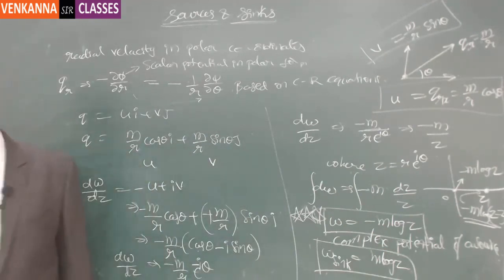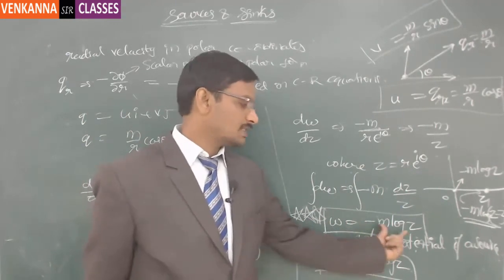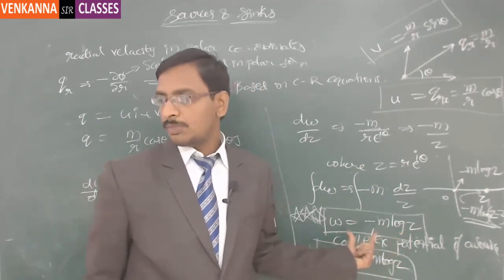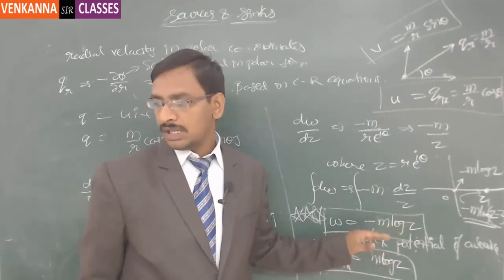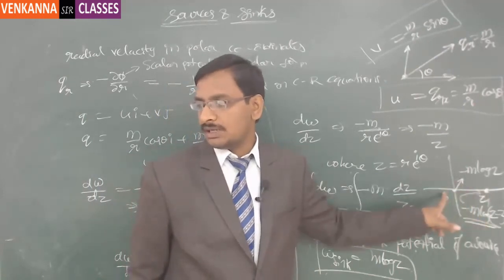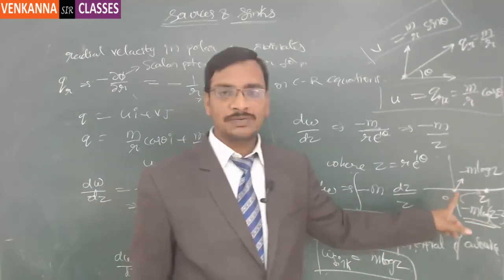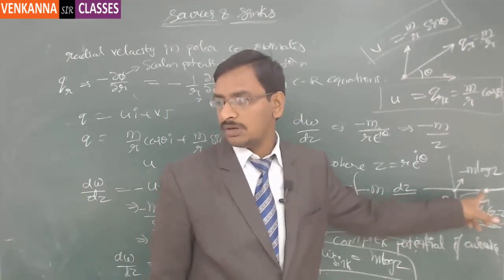See this. I hope you understood till this point. W is equal to minus m log z is nothing but the complex potential of a source which is present at z equal to 0. Now, if I place this source at this location rather than here, that means there is a shift of coordinate axis from here to here, to a location z equal to z1 in the complex plane.